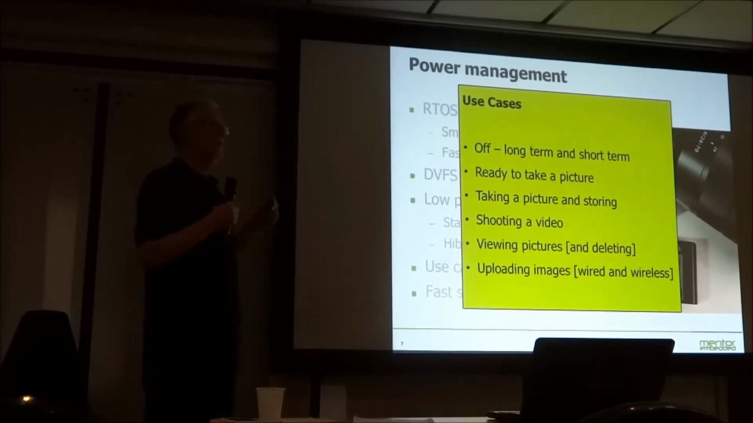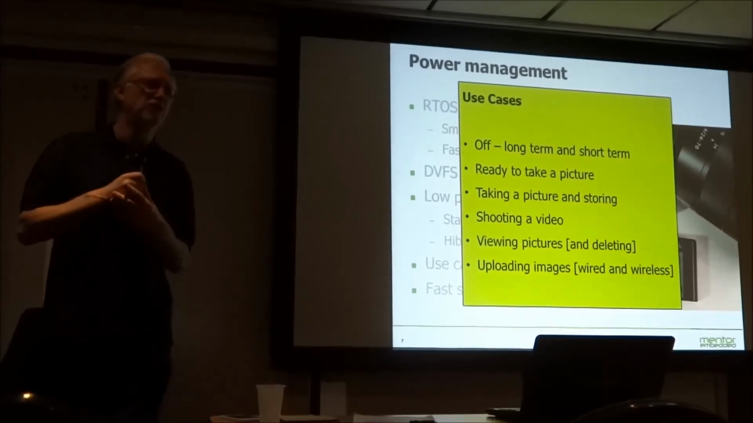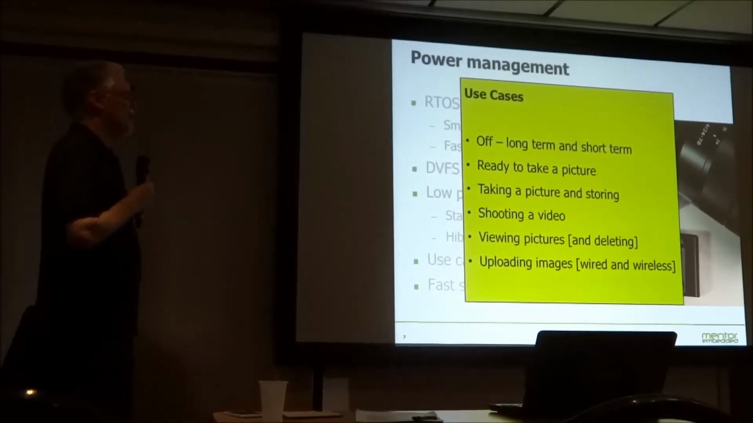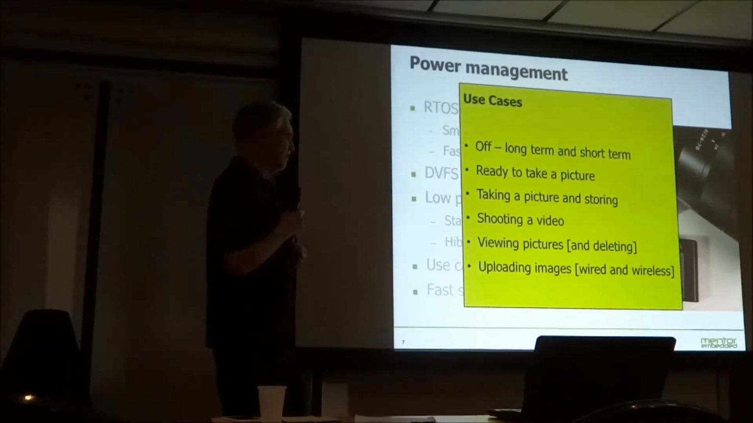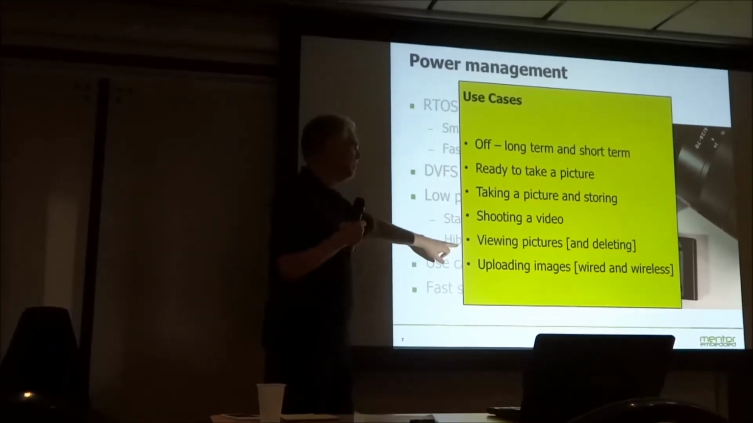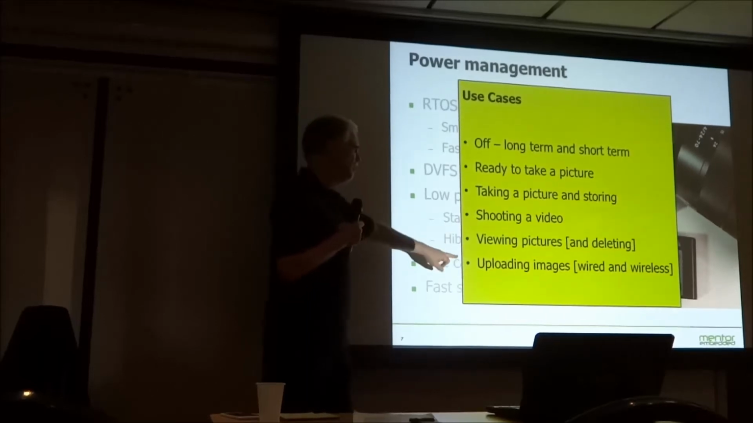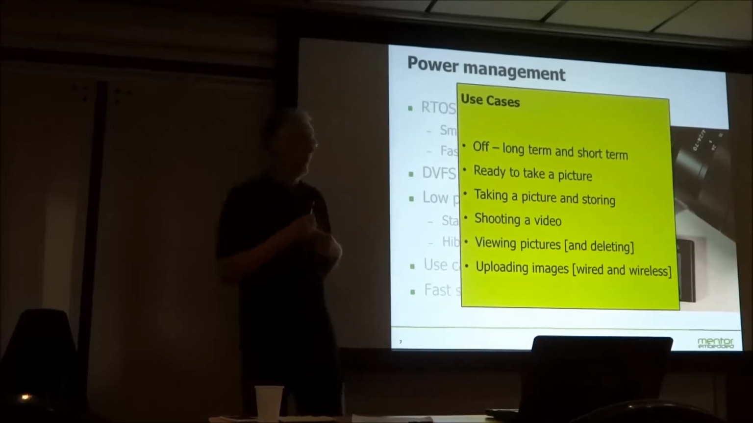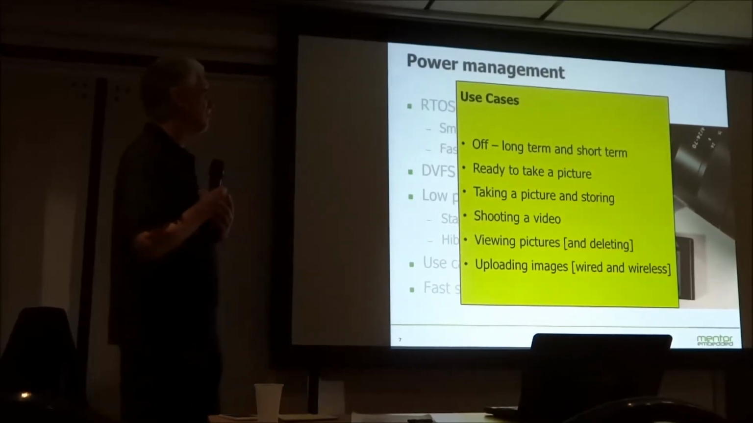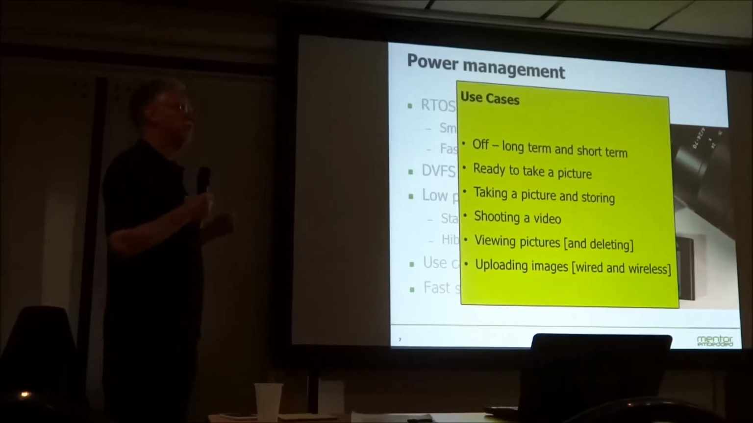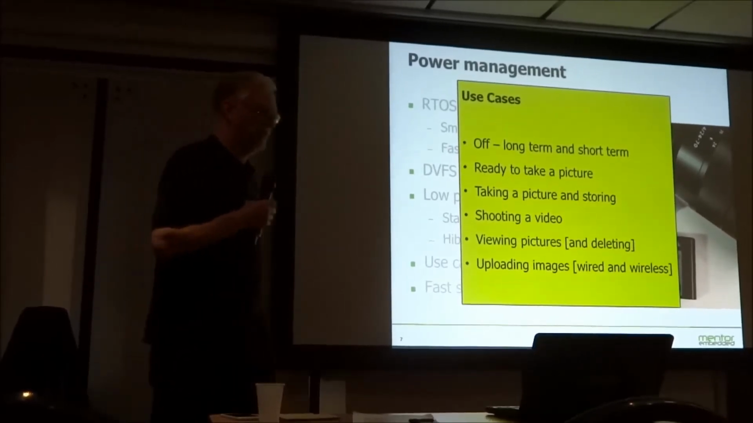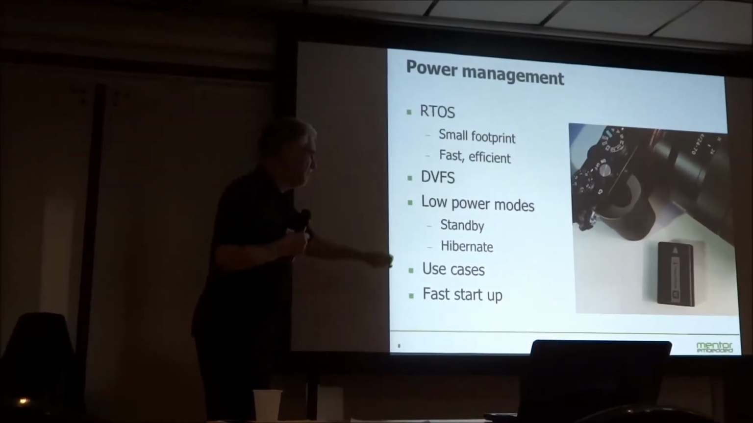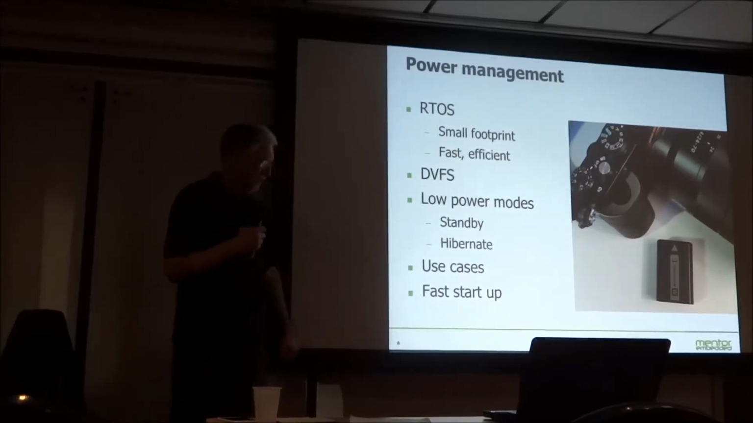Now, each of these use cases requires a different combination of hardware to be activated, a different profile in terms of the power consumption. So you require a lot more CPU power if you're shooting a video than you would be if you're just viewing the pictures. And you only need to turn on the USB hardware if you're uploading images. If you've got Wi-Fi and so forth, that's even more significant because the power consumption will be there. So each of these represents a profile of how the power consumption can be optimized by the software, remembering the software has these tools to play with. The last point I put down here is fast startup.